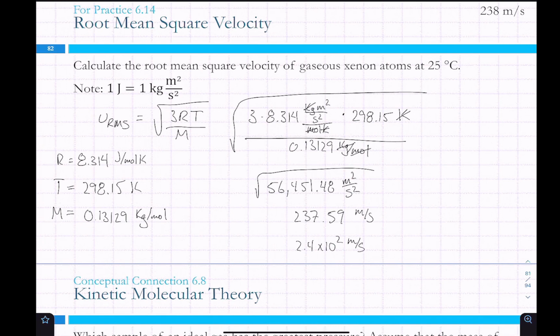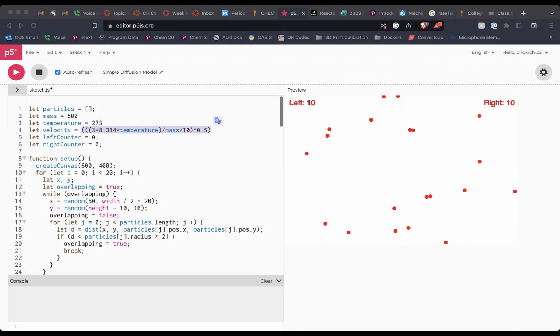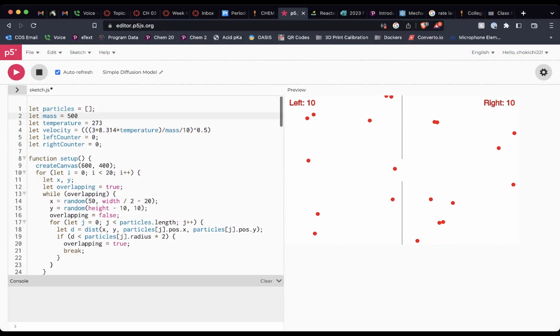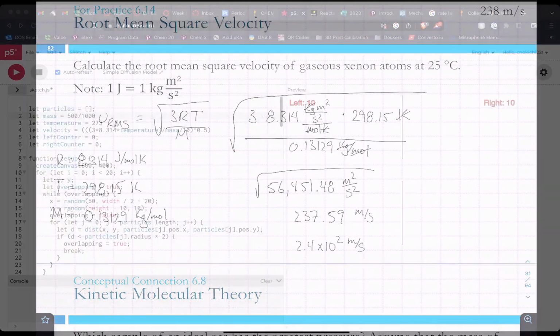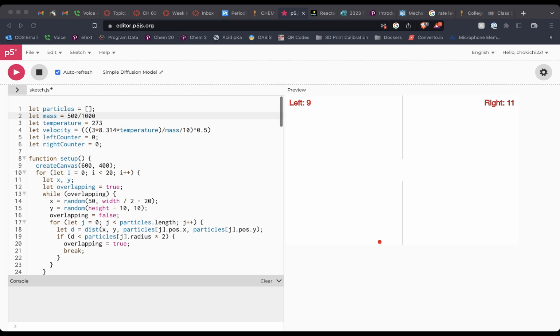So you can see why I have to modify this even. In this other model, I'm not even using kilograms per mole here. This is grams per mole. If I divide this by 1,000, they still go way too fast to make any sense. Oh, dang it. There, you can't even see them.